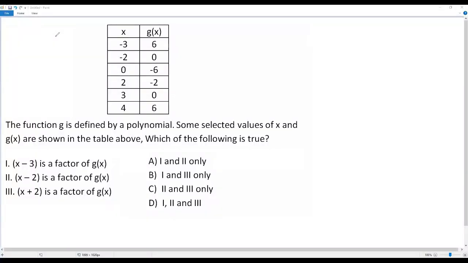Here we have a SAT math problem. Okay, let's go to the question. Here we have a table of values. In the first column, we have values for x, and in the second column, we have values for g of x. The function g is defined by a polynomial.